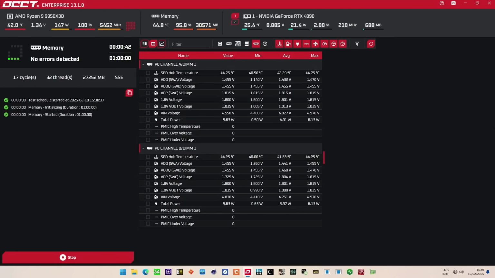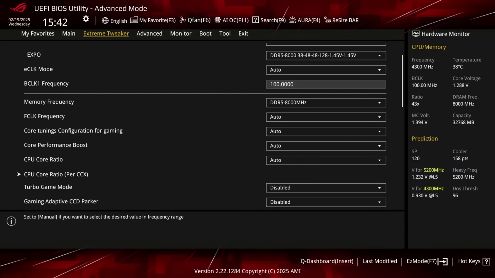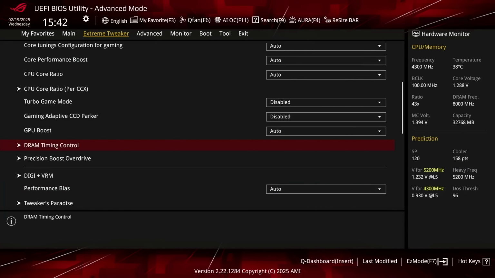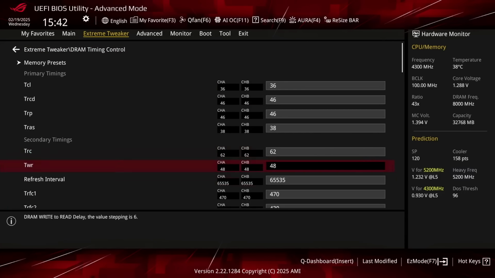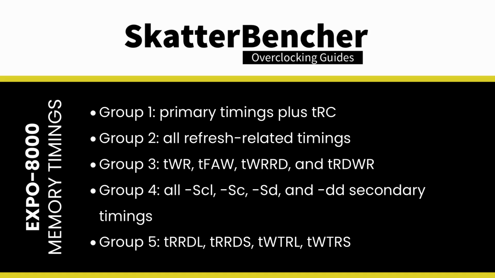Unfortunately, the EXPO profile worked out of the box. But to tune the subtimings, I had to start from scratch. The Hynix 7600 memory preset turned out not to be stable, as it would throw errors in the OCCT memory stress test almost instantly. An error has been detected. To fine-tune the timings, I tried setting certain timings back to their EXPO value until I found the timings that caused the errors. To speed up the process, I grouped together the following timings.